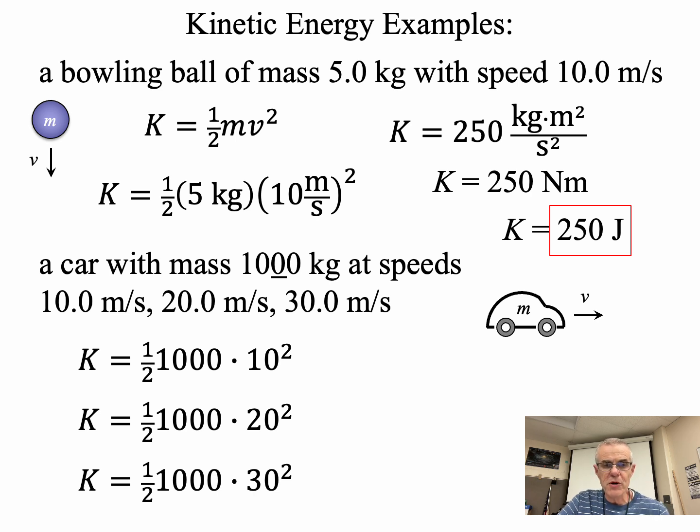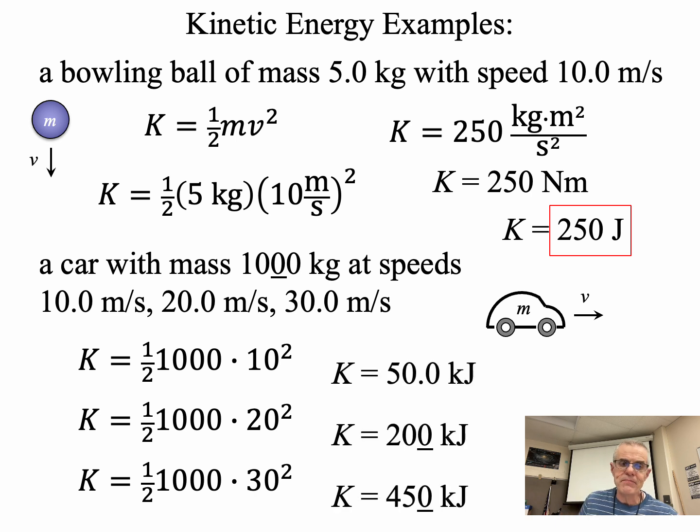So if we crunch these numbers, and this time I left the units out, the units would always work the same. I would get 50,000 joules at 10 meters per second, 200,000 joules at 20 meters per second, and 450,000 joules at 30 meters per second. These are all speeds that a typical car might drive around. If you're in the neighborhood, you might be going 10 meters per second. On a highway, you might be going 20 meters per second. On the interstate, you might be going 30 meters per second, but these would be some plausible values.